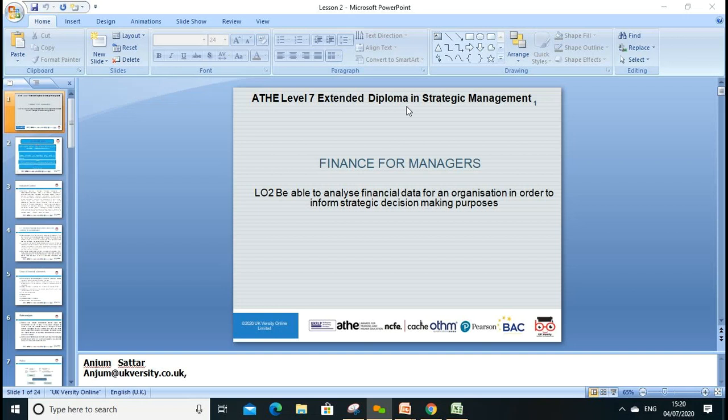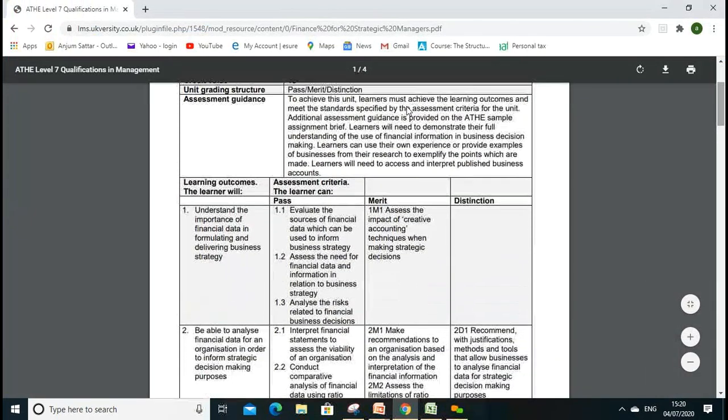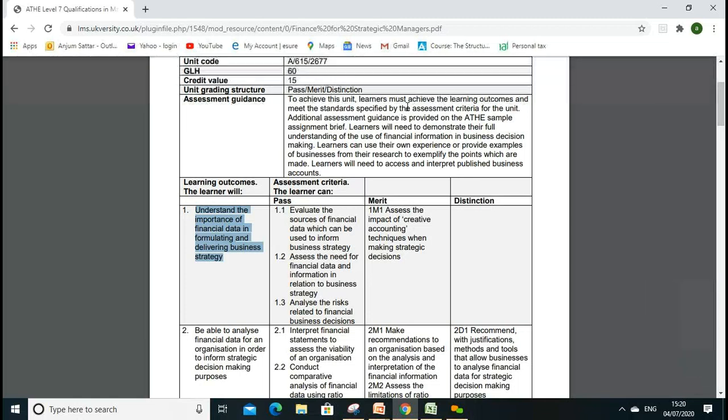Before starting today's lesson, first of all, we recap what we learned during our previous lesson. Last lesson we learned about understanding the importance of financial data in formulating and delivering business strategy. We discussed that strategy means the action plan, and why strategy is important in business. We discussed strategy and planning, and we evaluated the sources of financial data.